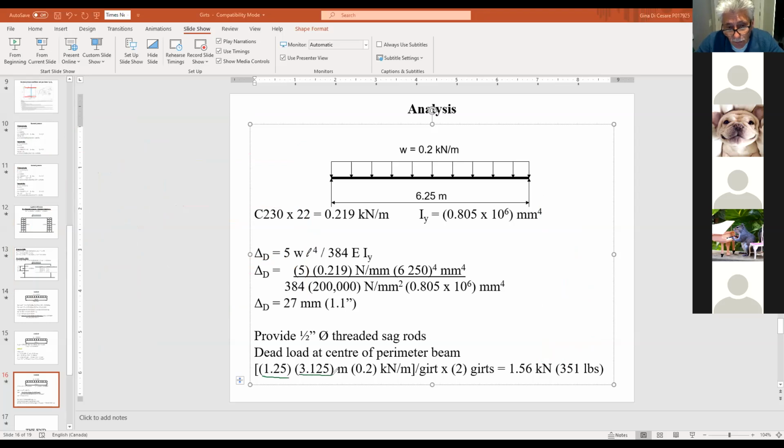I'm sorry, I have to change this value here. So I got 1.25 times 3.125 times 0.129 times 2 girts, and that gives me 1.71. So that's the dead load that it adds to the perimeter beam on top.